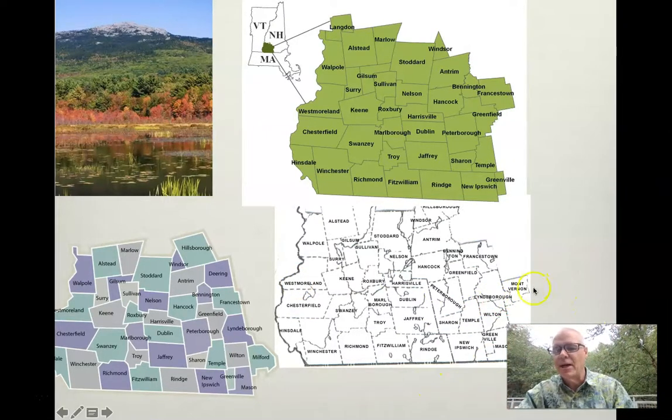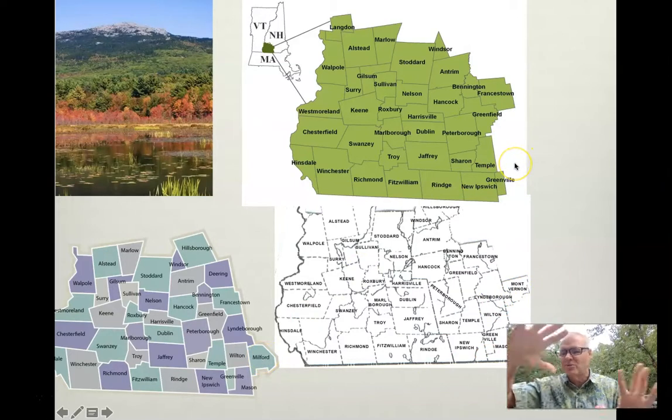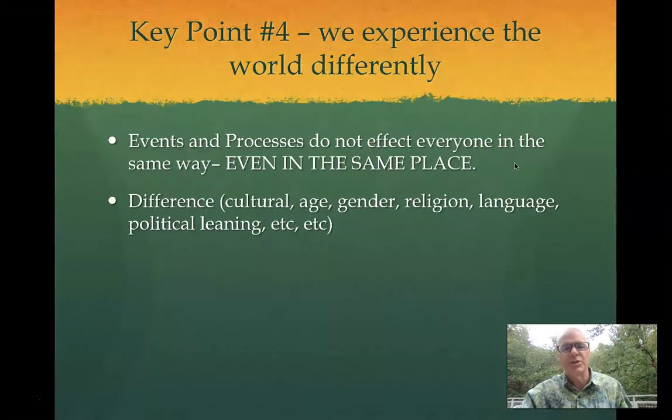Like this map here has Mount Vernon in it, this one doesn't, this one has Milford, this one doesn't. So it's based on perception. Okay, so those are basically the three kinds of regions.